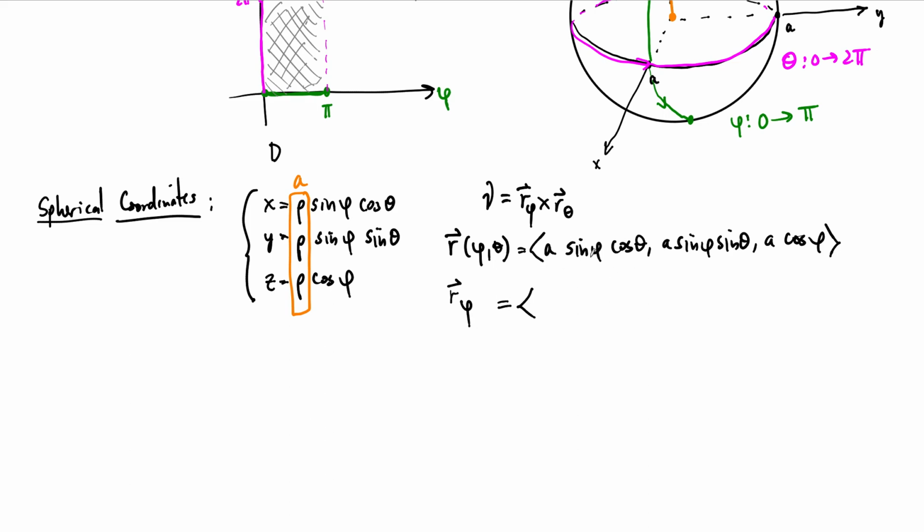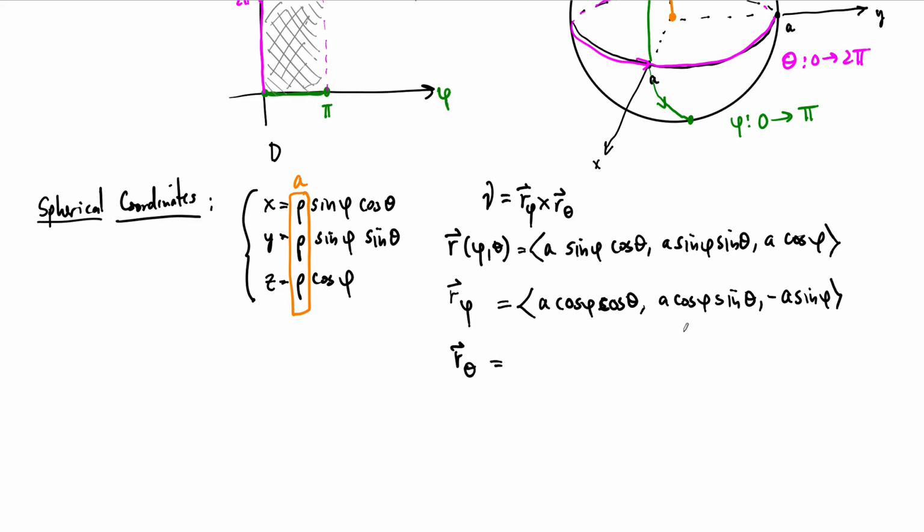So the derivative of sine is cosine. Derivative of cosine is negative sine. So what do we end up with? A cosine phi cosine of theta, a cosine of phi sine of theta, and then minus a sine of phi. Okay, so there's the phi partial derivative.